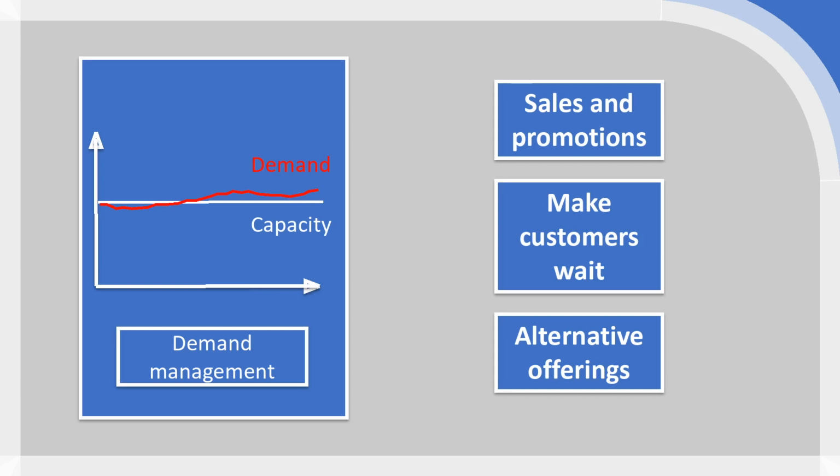And lastly, we have the option of developing alternative offerings within our operation to try and develop new sources of demand for our operation. So we're using existing resources to satisfy a new cycle of demand, and ideally that cycle of demand will be the inverse of the previous cycle of demand.